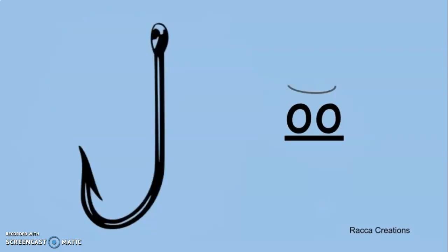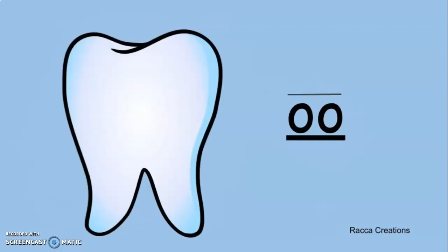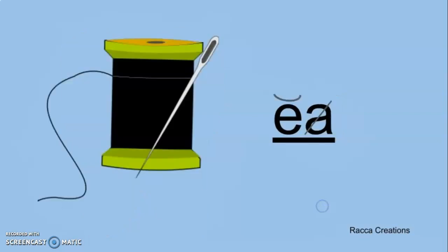OO has several different sounds. Sometimes OO says like hook. Sometimes OO says ooh, like tooth. EA says like thread. But it can say other sounds too.